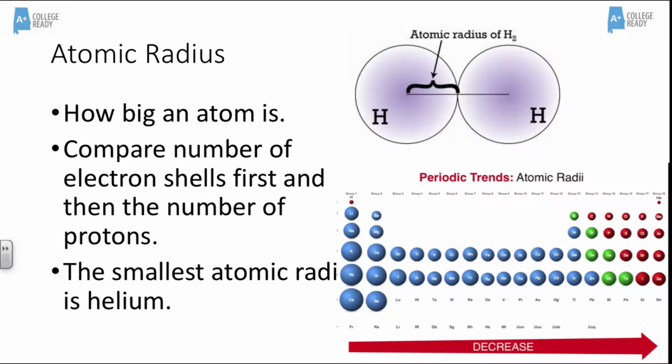Another periodic trend we see is atomic radius. Basically, how big a given atom is. Again, we want to look at how many layers of electrons does a given element have, and if they have the same number of layers of electrons, how many protons do they have? The one with more protons is going to make for a smaller overall atomic radius because they pull on the cloud of electrons a little bit more.